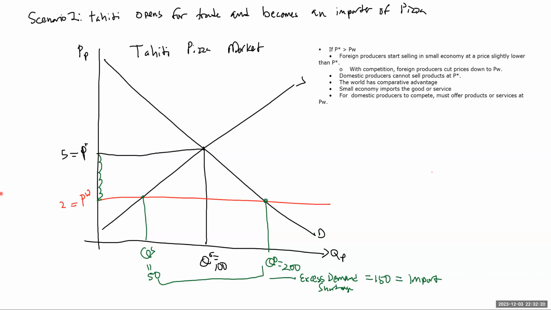Okay. Now that you learned about what happens in scenario one, when a small economy opens for trade and becomes a net exporter, and scenario two, when a small economy opens for trade and becomes a net importer, what we are going to do is study the welfare effect of this. Okay. Does the economy gain? Does the small economy, Tahiti, gain from trade? So let's study this.